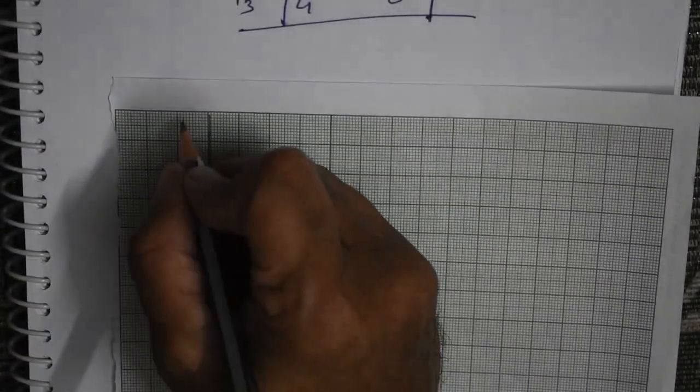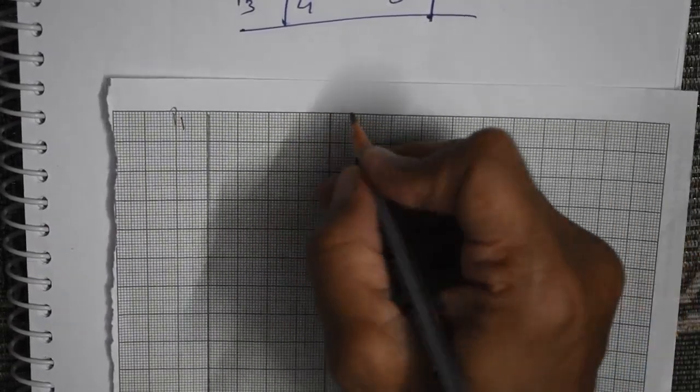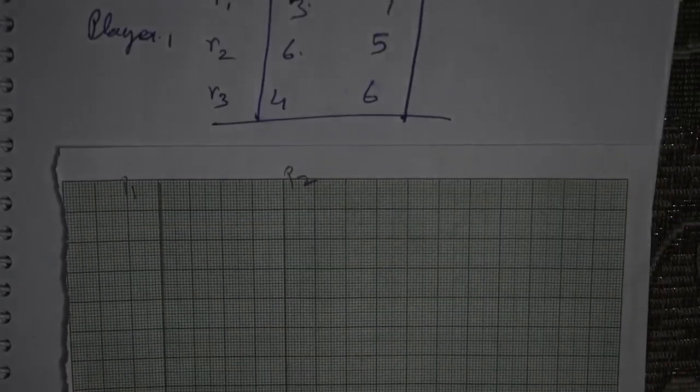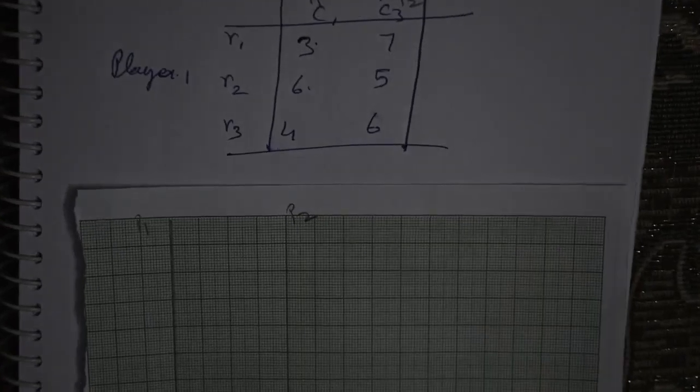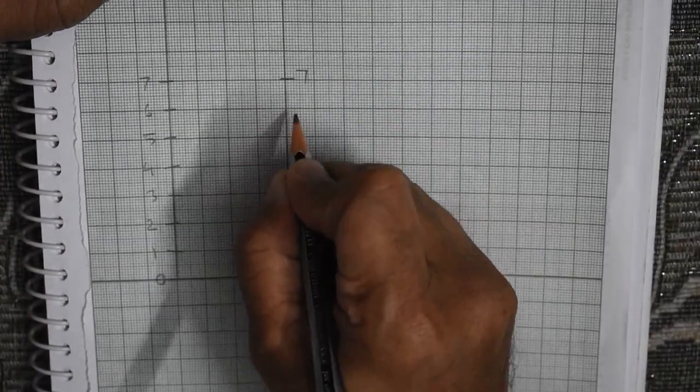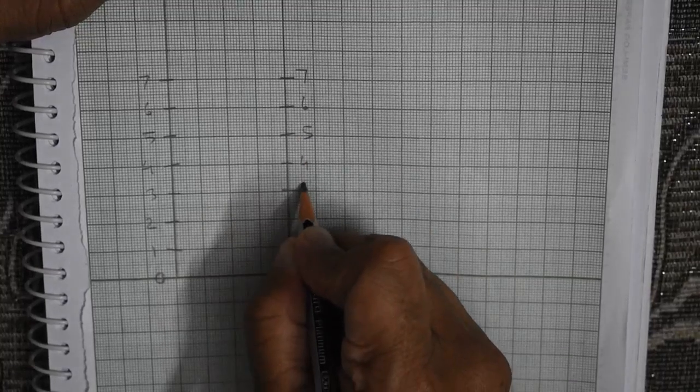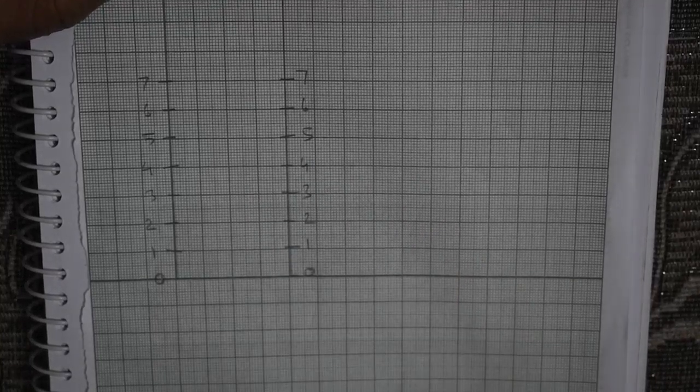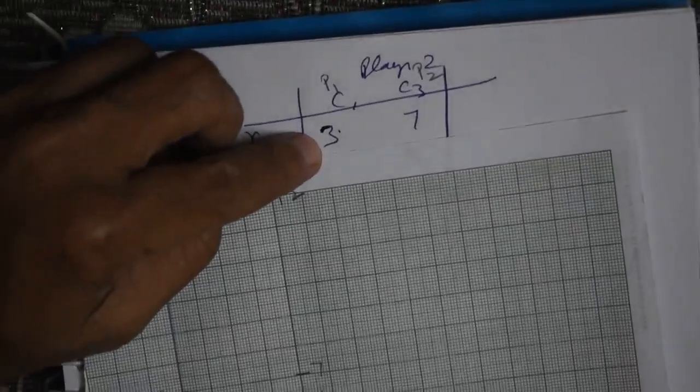I have drawn two y-axes. The first y-axis is referred to as player 1 and the second y-axis as player 2. In the problem, I am going to call C1 as P1 and C3 as P2. Once the y-axes are ready, number them 0, 1, 2, 3, 4, 5, 6, 7. Similarly on the other one, 7, 6, 5, 4, 3, 2, 1 and 0. Now let us take the values in pairs. C1 is P1 and C3 is P2, so P1 is 3 and P2 is 7.